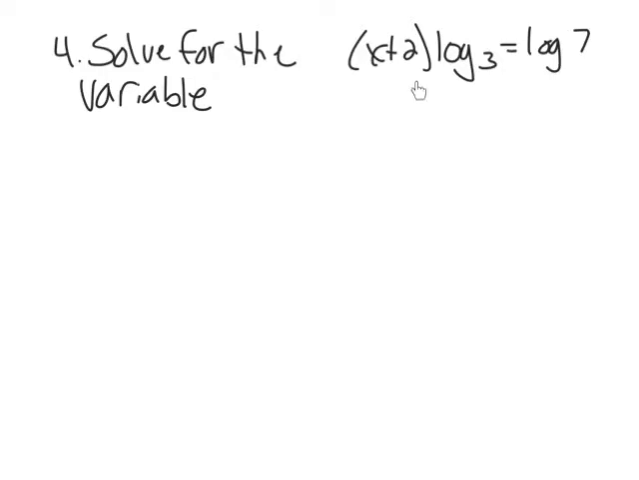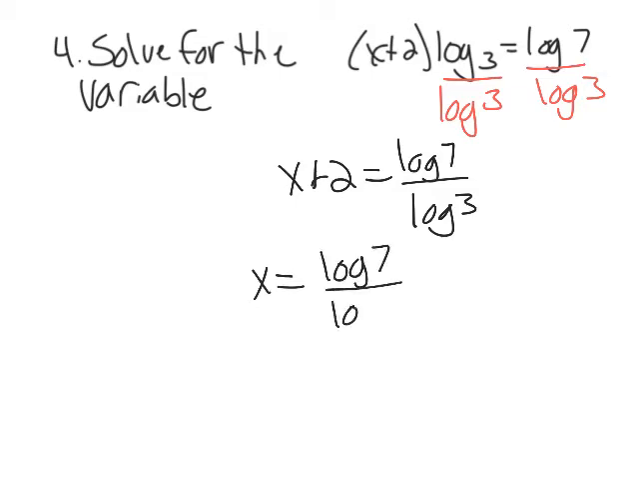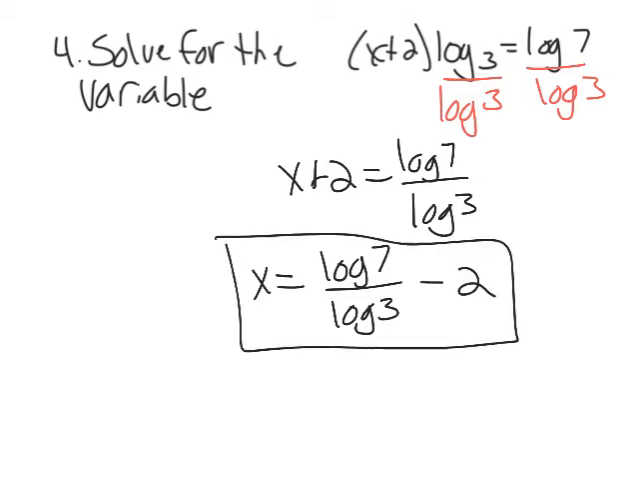So, to get my x by itself, you could either distribute the log, or I can divide both sides by this log of 3. So if I divide by log of 3, I'm left with an expression on the right-hand side, and on the left-hand side, I'm left with x plus 2. That's equal to the log of 7 over the log of 3. It's just a number, so we're just going to leave it like that. Finally, my exact value of x, if I subtract away the 2, is log of 7 over log of 3 minus 2. That's my exact answer.